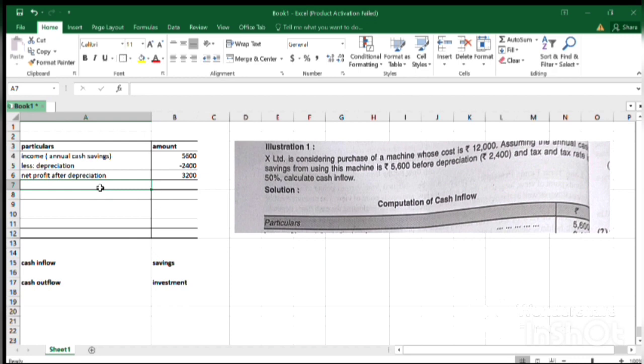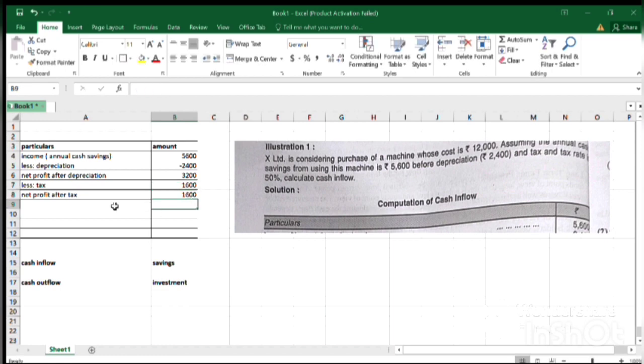Then we will less our tax, the rate which has been given to us. This is the tax rate, which is 50%. 50% of what? 50% of our net profit. We always deduct the tax from the net profit. So keep in mind, this is our tax rate. Then whatever we have left is our net profit after tax, which is nothing but 3,200 minus 1,600, which is 1,600.